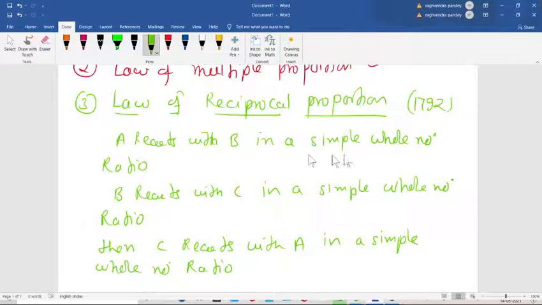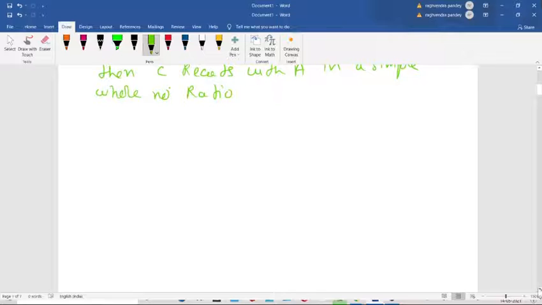If A is reacting with B in a simple whole number ratio, what does it mean? Every time, yesterday also, you will see in the NCERT definition, simple whole number ratio is important. It means atoms can exist only as simple whole numbers: 1, 2, 3, 4. There cannot be half a nitrogen atom or 3 by 2 oxygen atom. That is not possible at all.